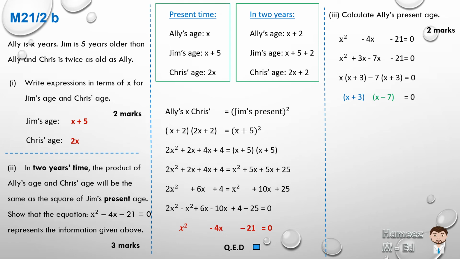So when we have 2 terms multiplying each other and it's equal to 0, either the first term is 0 or the second term is 0. So let's write that. Either the blue term x plus 3 is equal to 0, which means that x is equal to minus 3 years. And when we're telling the age of somebody, the age could never be negative. Or x minus 7, the green term, is equal to 0, which means x is equal to 7 years. As such, Ali is 7 years old.